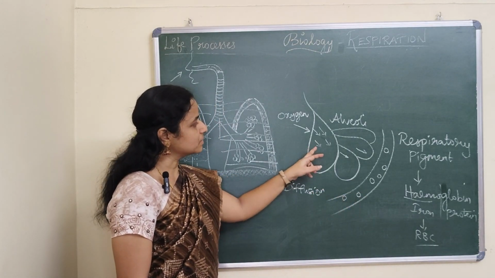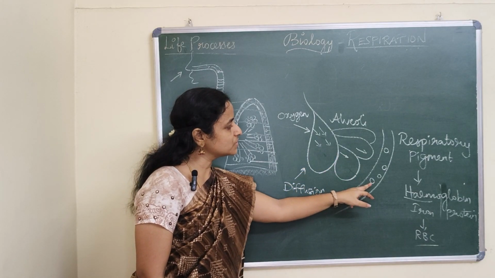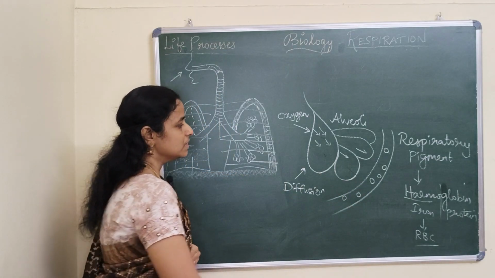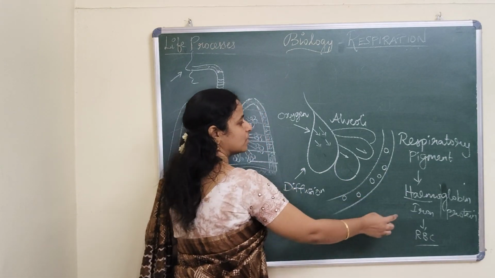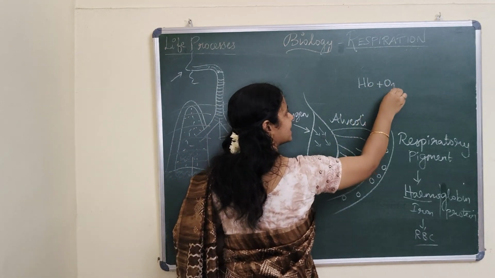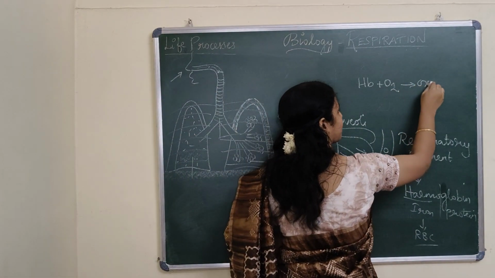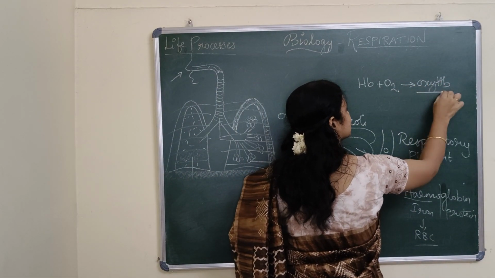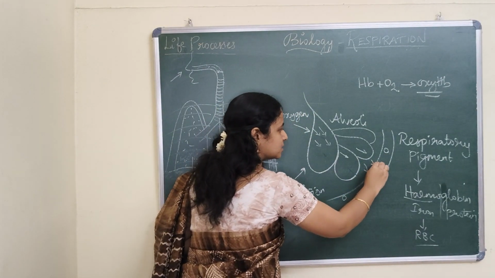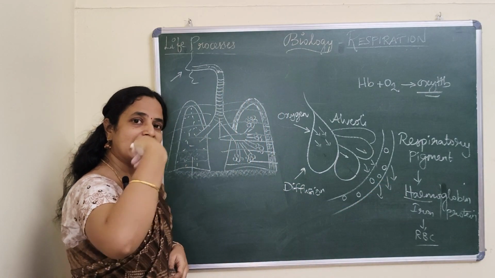So what happens? The oxygen from the alveoli will be diffused into the blood circulation and reaches the RBC. Now, this RBC carrying hemoglobin, the hemoglobin will bind or take up the oxygen and forms a compound called oxyhemoglobin. So this oxyhemoglobin is transported to all the parts of the body. So this is how inhalation takes place.